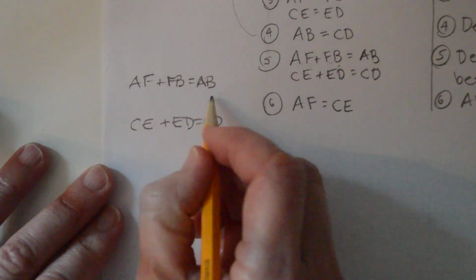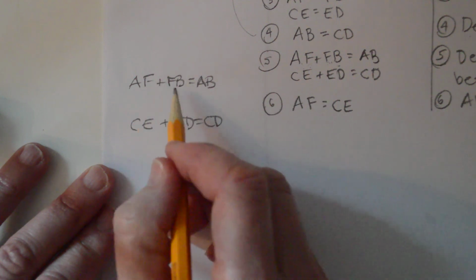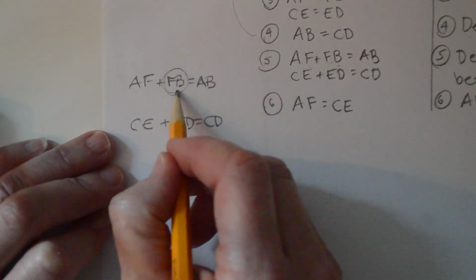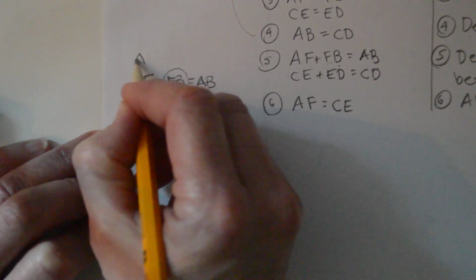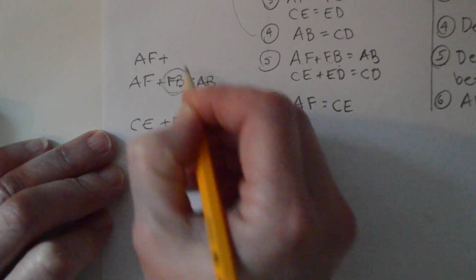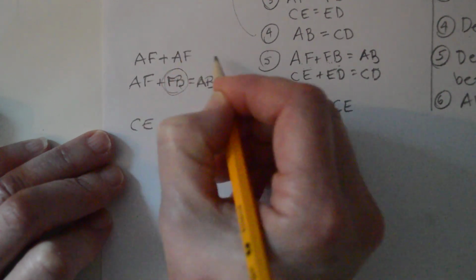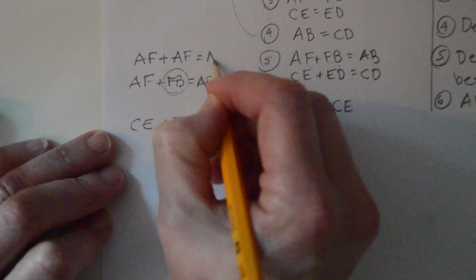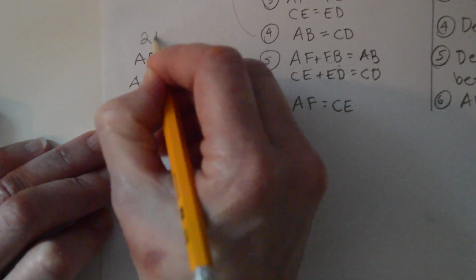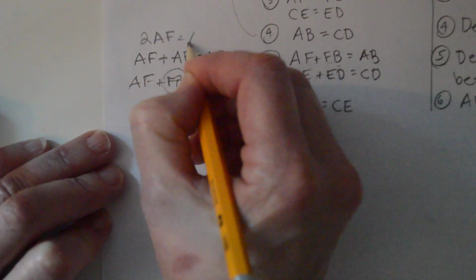So let me work with this one right here. I know that AF and FB are equal to each other, so I'm going to replace FB with AF. I'm going to work up here just so I don't bang into this one down here. So I get AF plus AF equals AB, and then I'm going to say 2AF equals AB.